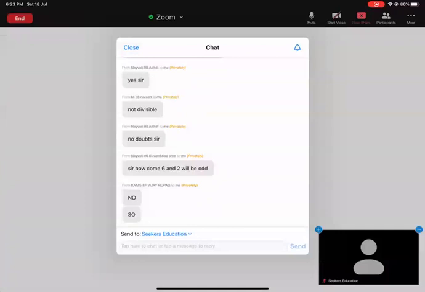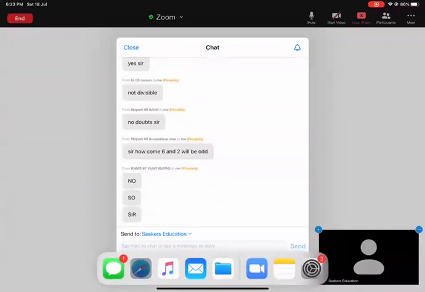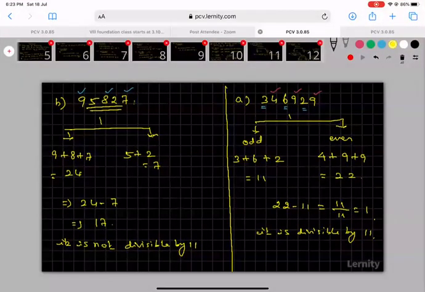Sir, how come 6 and 2 will be? Okay, sir, you are asking about 6 plus 2. Here you see, sir, this is odd. Odd places means this 3 is in the odd place 1. This is 2, this is 3, this is 4, this is 5, this is 6. Odd numbers means 1, 3, 5. 1 related to 3, 3 related to 6, and 5 related to 2. So I am adding the odd digit values. Okay, so we are getting 11.